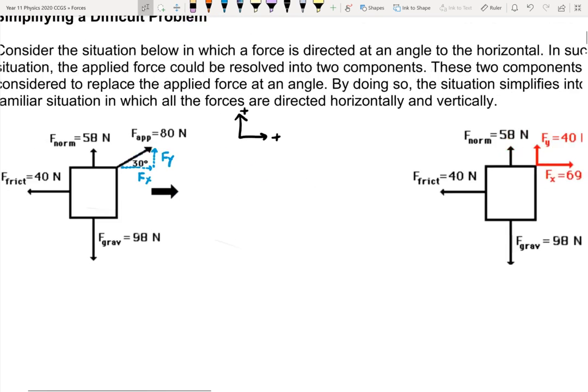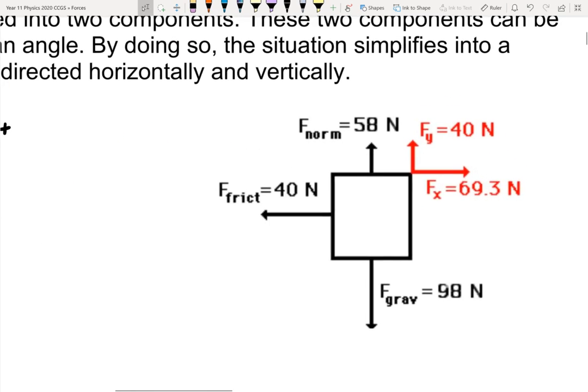Well, the other diagram has done that for us. So you'll notice it split that applied force. It did 80 sine 30. Turns out that 80 sine 30 is 40 newtons upwards. 80 cosine 30 is a little bit trickier. Turns out that it's 69.3 newtons to the right. Now we've done that, we can look at the verticals.